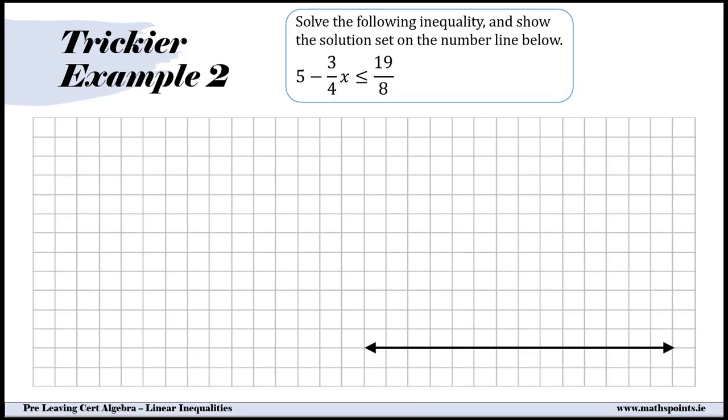So example 2, just another example of where we might have fractions in a linear inequality. So we have 5 minus 3/4 x is less than or equal to 19 over 8.